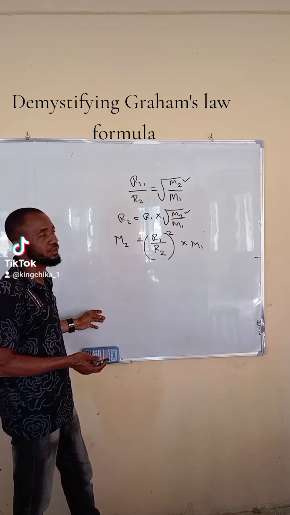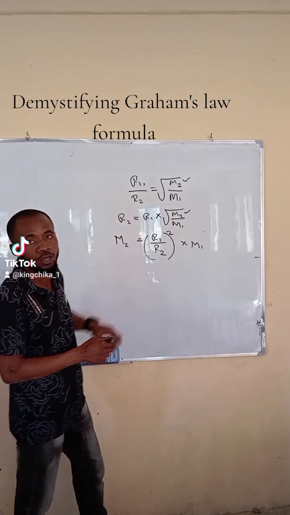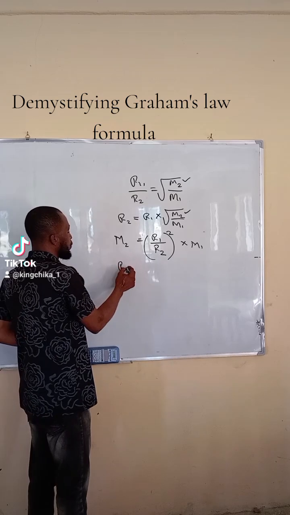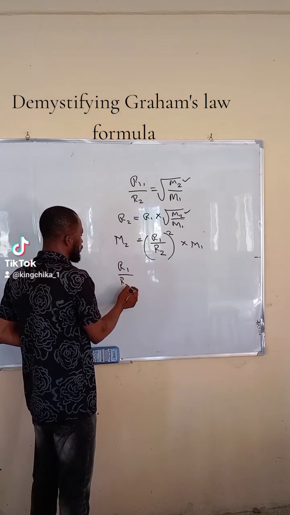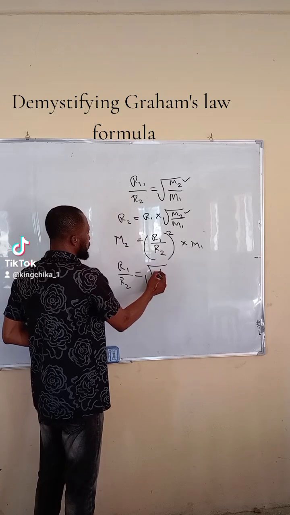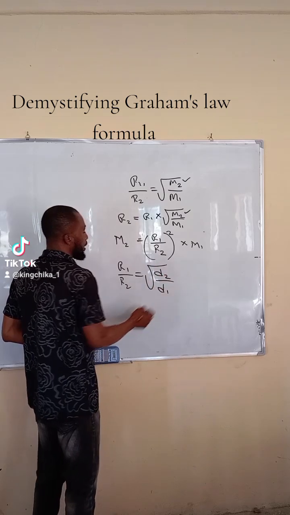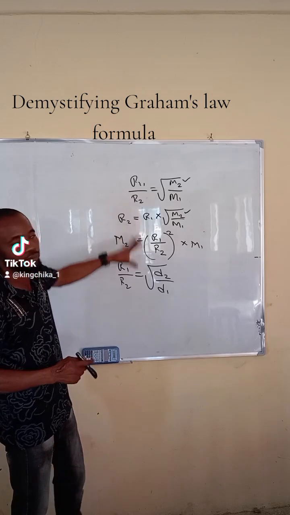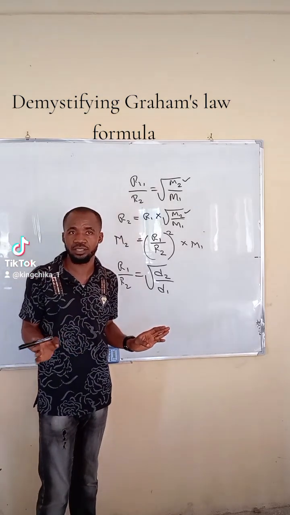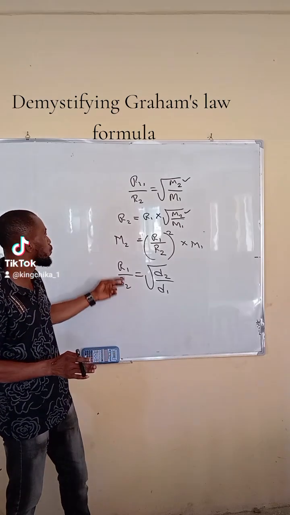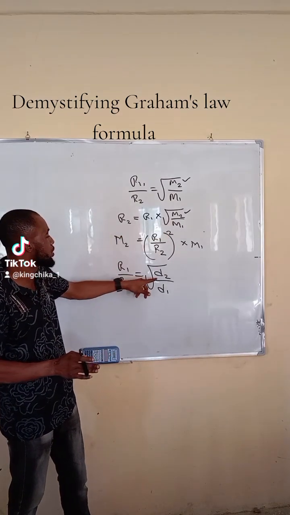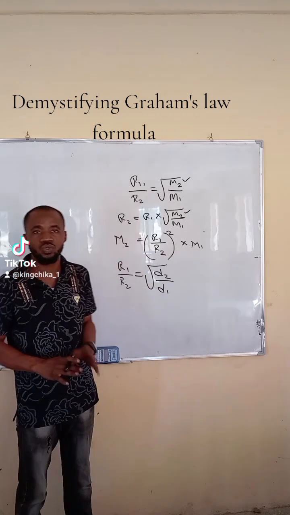Now, sometimes the question might come as R1 all over R2 is equal to square root D2 all over D1. You can still use the same method to solve it. It's still the same thing. Looking for R2, you use this method. Looking for D2, you can still use this method. It will still work for you.